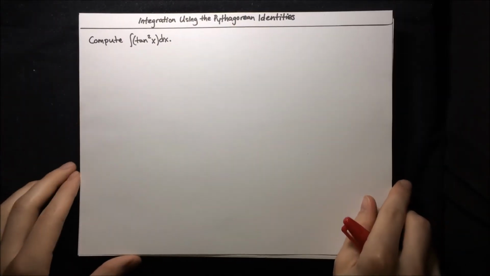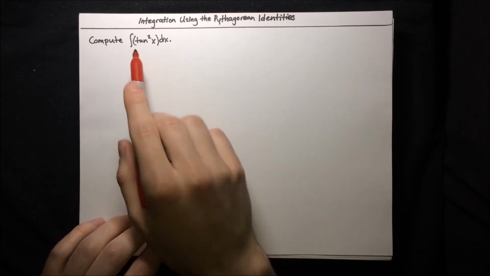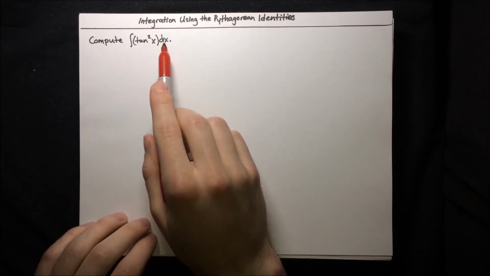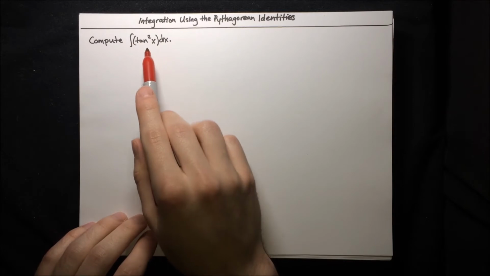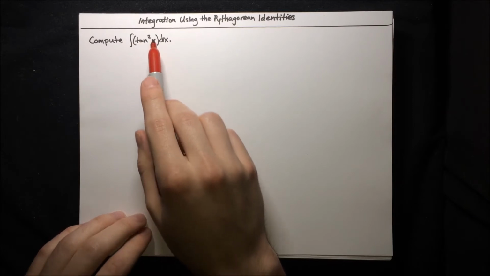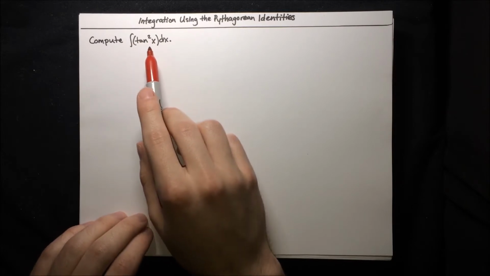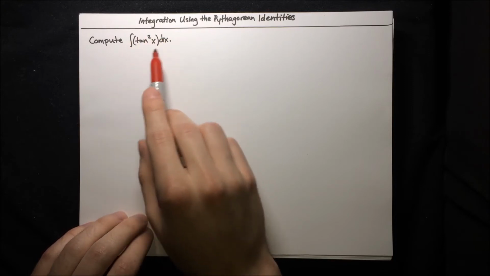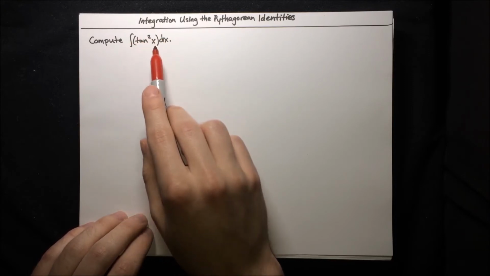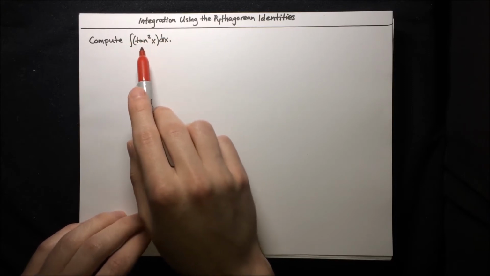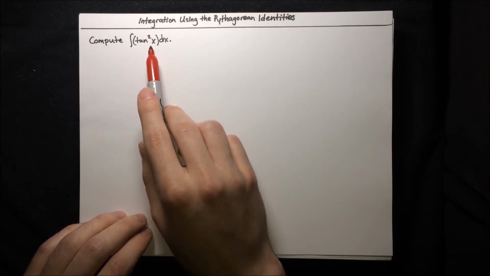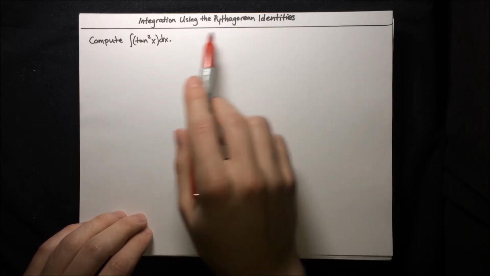Here's another example. We want to compute the integral of tangent squared x dx, and again this is a trig function raised to a power of 2, so that's going to be pretty difficult to integrate head on. We're going to have to re-express tangent squared x as an expression that's easier to integrate, and we can do that using the Pythagorean identity for trig functions.